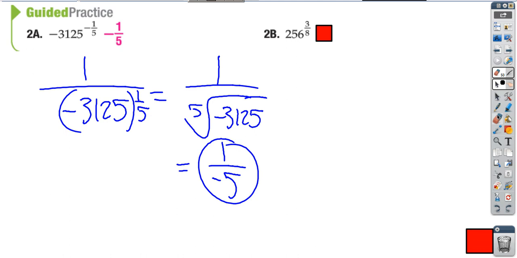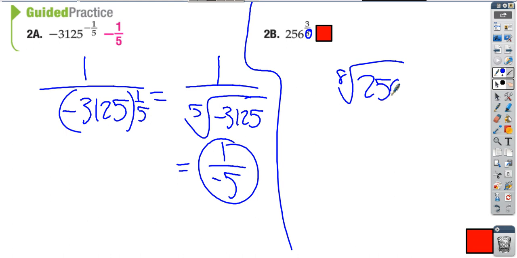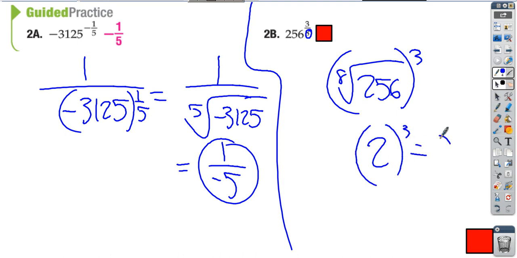Okay, what does this one mean right here? This one means take the 8th root of 256 and then raise it to the 3rd power. That's a lot better than first raising 256 to the 3rd power. That would be a huge number. That's the same as 2 to the 24th. So you know what that is, 4,194,304, I think. That's a huge number. Much easier to do this first. The 8th root of 256 is 2, and 2 to the 3rd is equal to 8. So that's how that works.